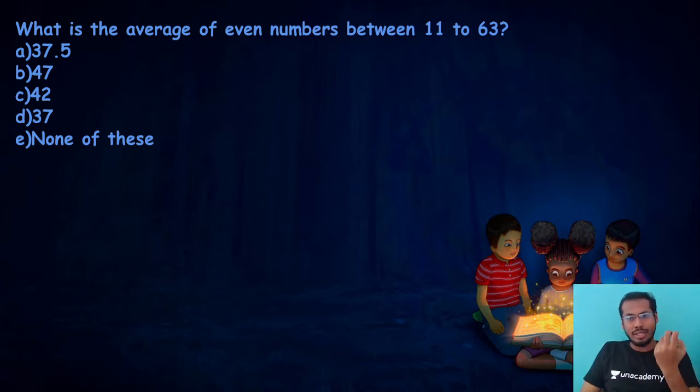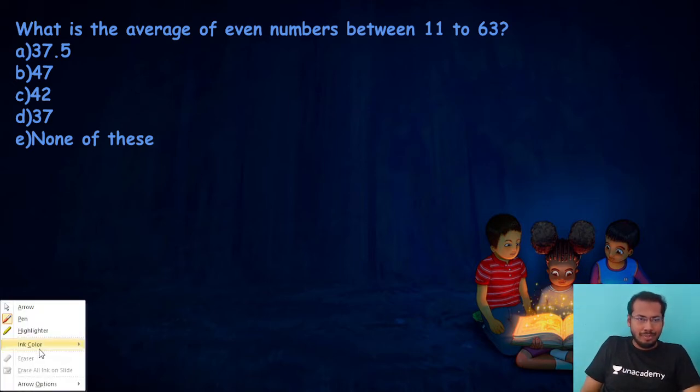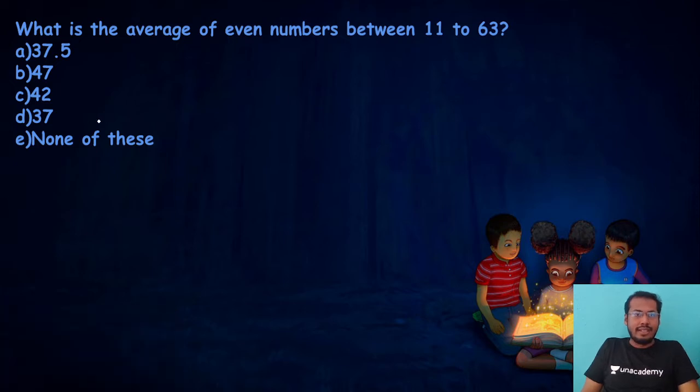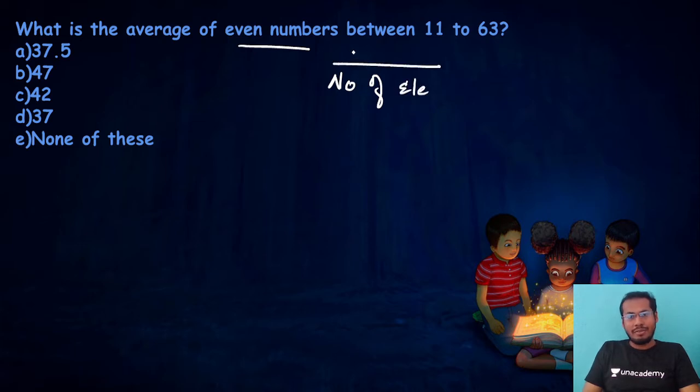Average means the sum of all the elements divided by the total number of elements is the answer, correct? Look at this. In this question, first I will explain it in a traditional method. Then we will discuss the same concept with a shortcut also. See, what is the average of even numbers between 11 to 63? First of all, we need to know the number of elements, then the sum of all the elements, and then you will get the average value. This is the process.